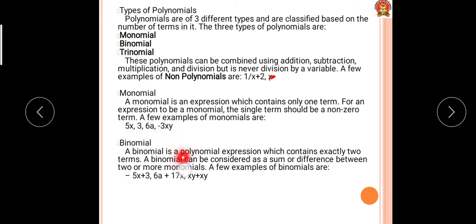A binomial is a polynomial expression which consists of exactly two terms. Only two terms we have to see here. 5x plus 3, one term, two terms. 6a plus 17x, this is also two terms, and xy plus xy, this is also two terms. So this is a binomial.